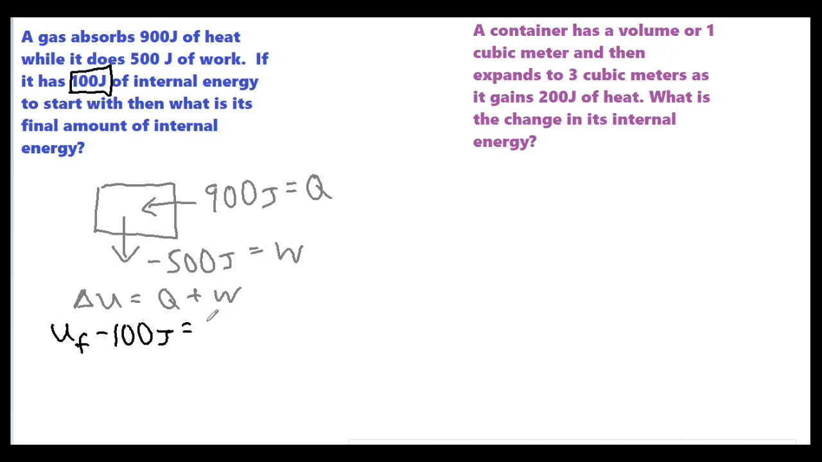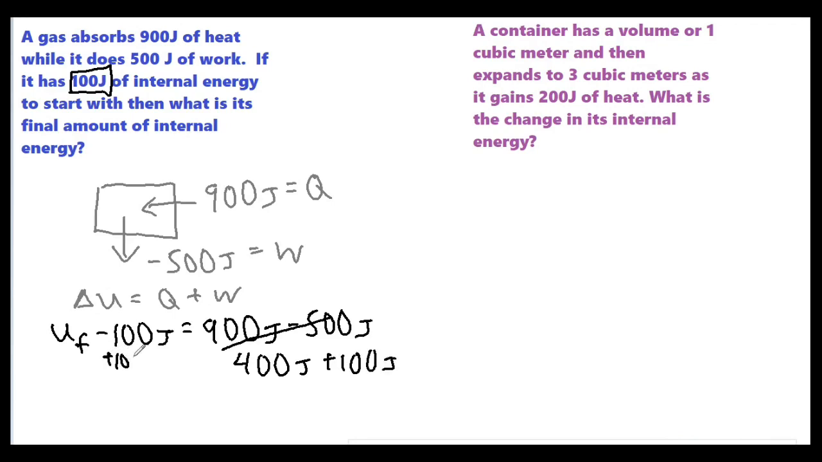So we have a Q that we identified as 900 joules because the heat is being transferred to the gas. And then we have negative 500 joules because the gas is doing work on the surroundings. Now from there, just some basic algebra. 900 minus 500 is 400 joules, and then plus the 100 joules from the other side. And then our final answer is the final internal energy is 500 joules.